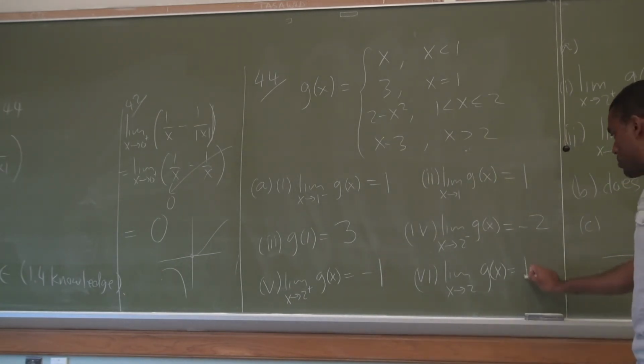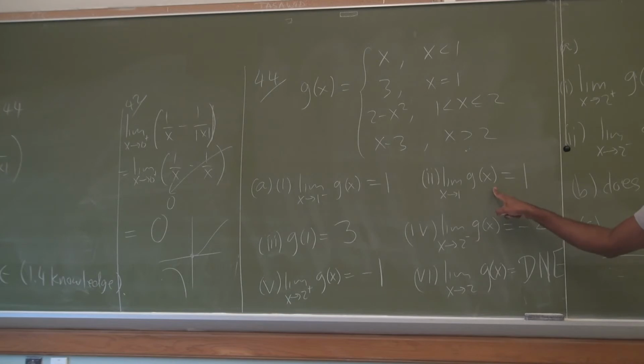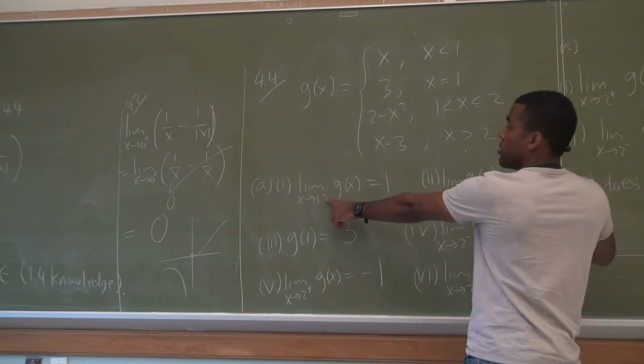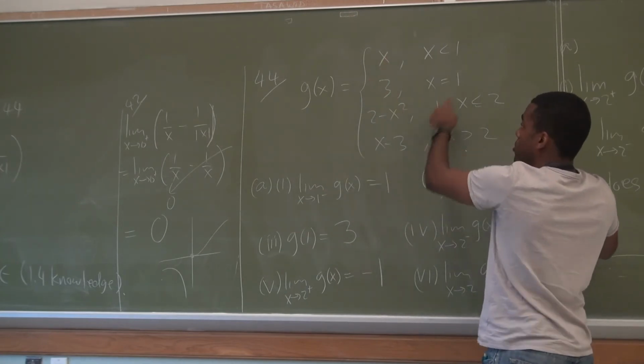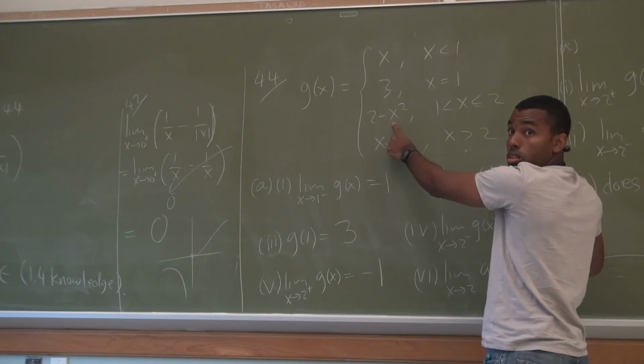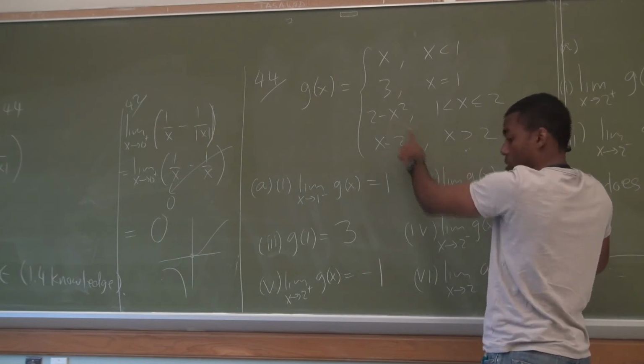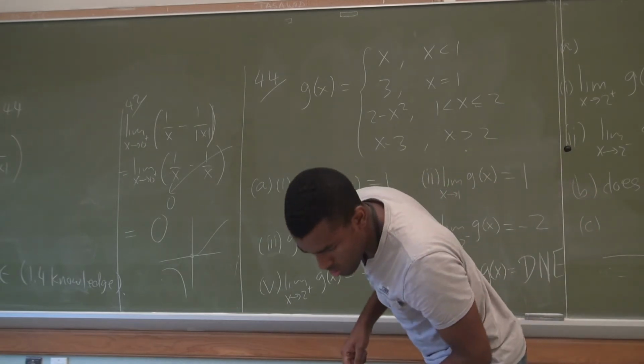Is it this one? No, there's only one. When you're coming from the left of 1, you look at this function. When you're coming from the right of 1, you look at this function. I think you forgot to put the plus sign in. Was there a plus sign? No.